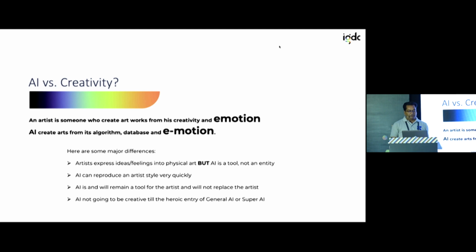Here are some major differences. AI is just a tool, not an entity. Our artist expresses ideas and feelings into physical art. AI can reproduce an artist's style very quickly. Humans are not able to do that. We do not have that much speed processing power, but AI does. But obviously, again, it is not creative.